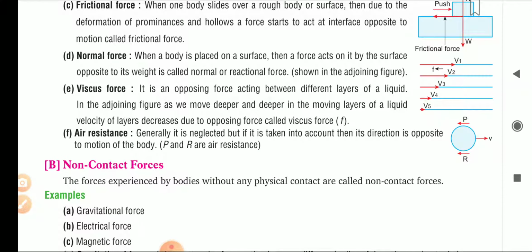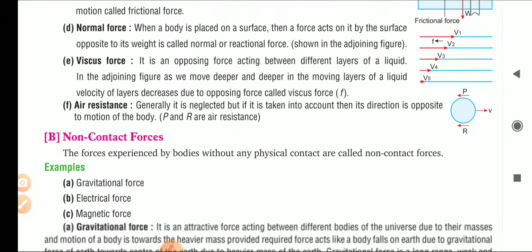Air resistance is generally neglected, but if it is taken into account, its direction is opposite to the motion of the body.